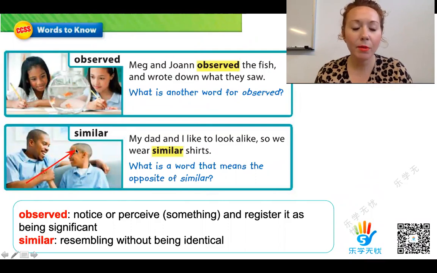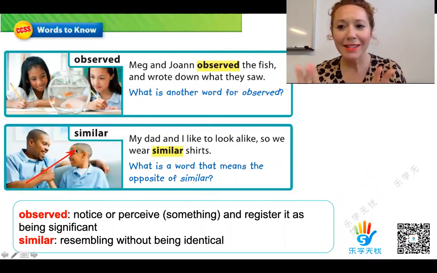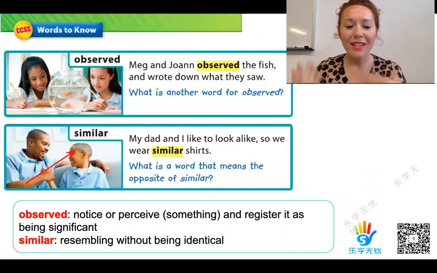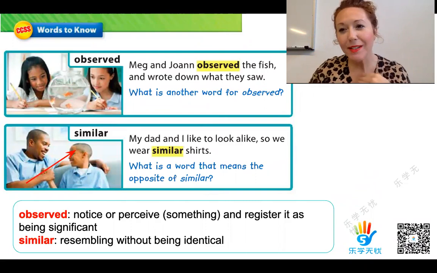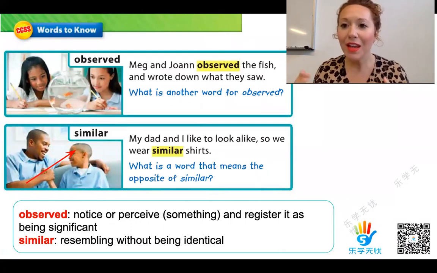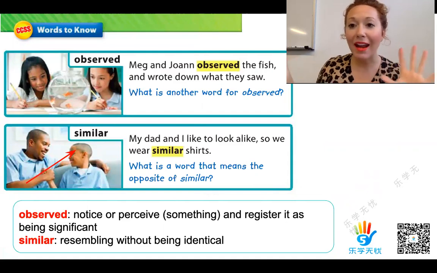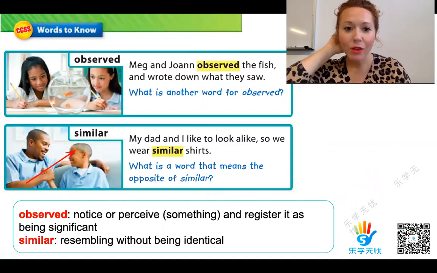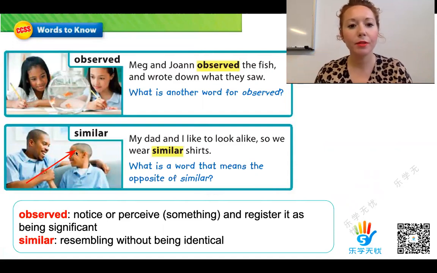Next, we have similar. Similar is not identical, but it's close. So similar means that you resemble one another. There are some things that you have in common. Some things are the same, but not everything. My dad and I like to look alike, so we wear similar shirts.